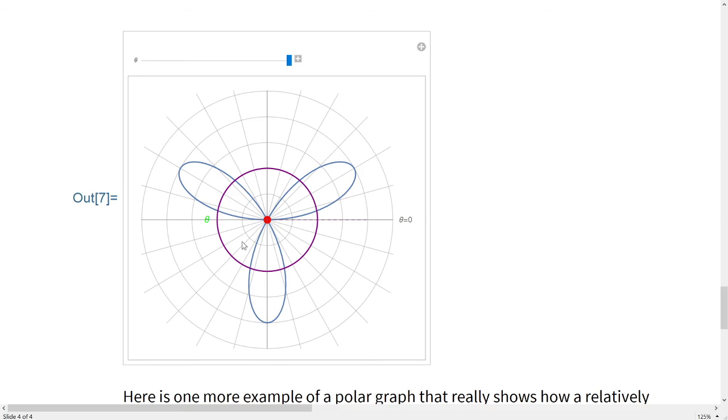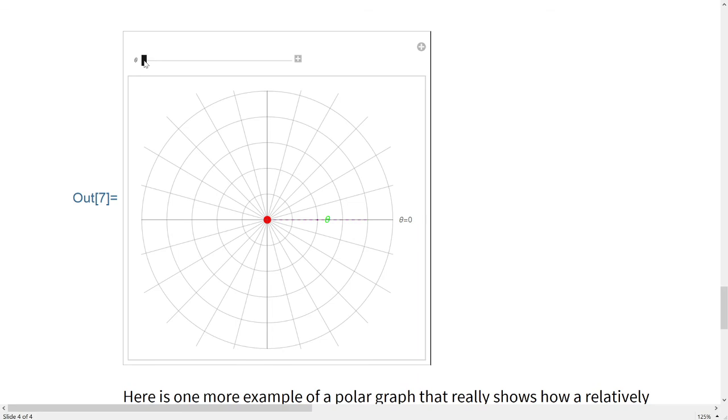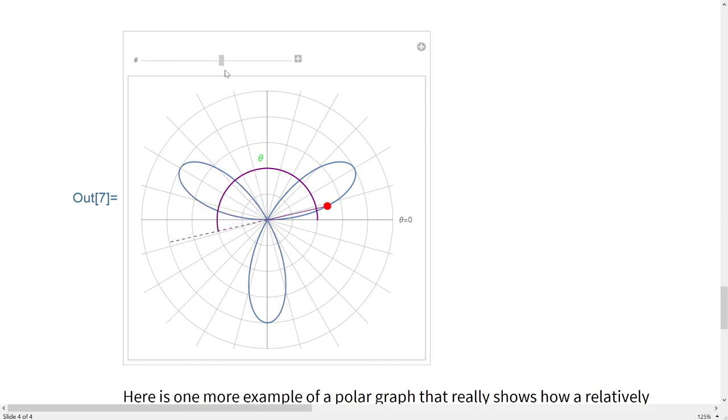Again, the blue part is the graph. The purple circle here is just sort of showing us where theta is. So again, just play that again. From 0 to pi, I'm going to trace this out. And then from pi to 2 pi, it's going to retrace that. And that all has to do with the positive, negative values of r.